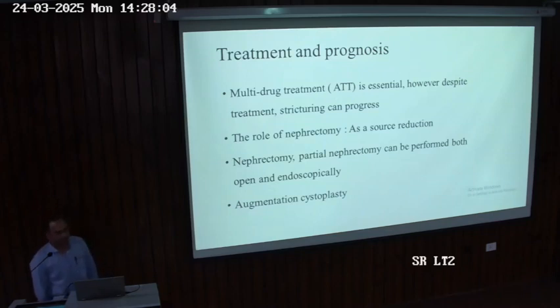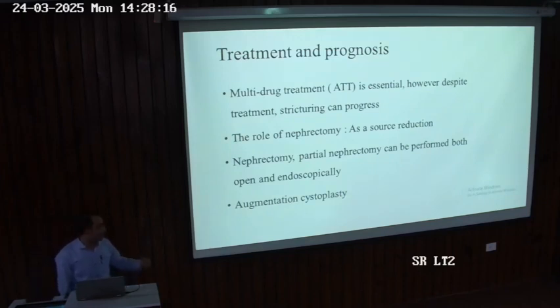So role of nephrectomy. Patient usually recovers with ATT, usually for 9 months, but sometimes patient will not recover and progresses to perinephric abscess or Schwarz abscess. In such case, we have to remove the infected source kidney as source reduction. Or augmentation cystoplasty in case of thimble bladder, to increase the bladder capacity.